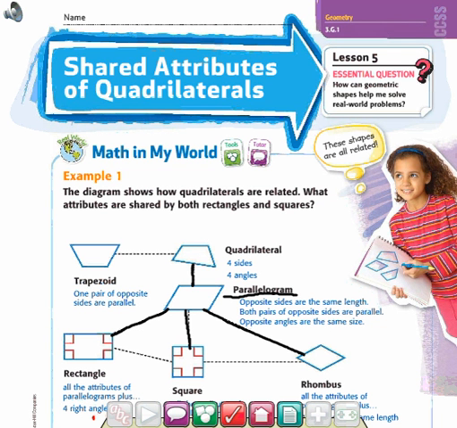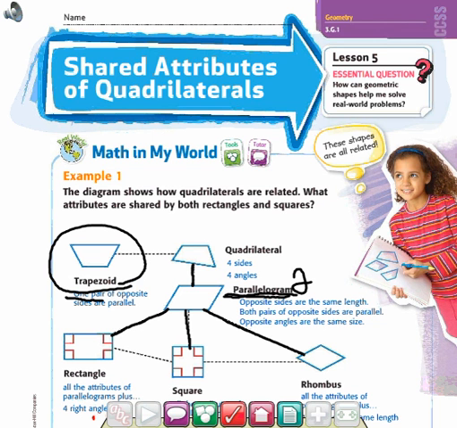What is the only quadrilateral that the dotted line to the parallelogram right here is not being connected to? If you look, you'll notice that the trapezoid is not connected, because a trapezoid only has one pair of parallel lines. The parallelogram has two pairs.